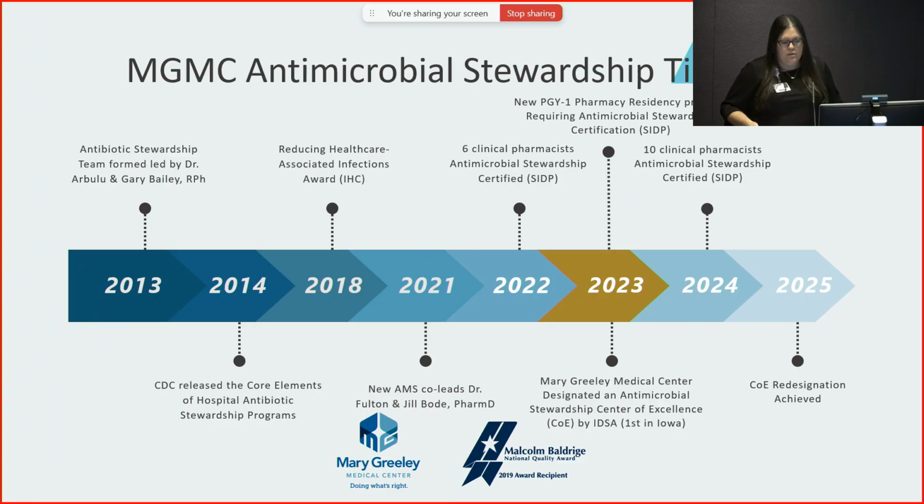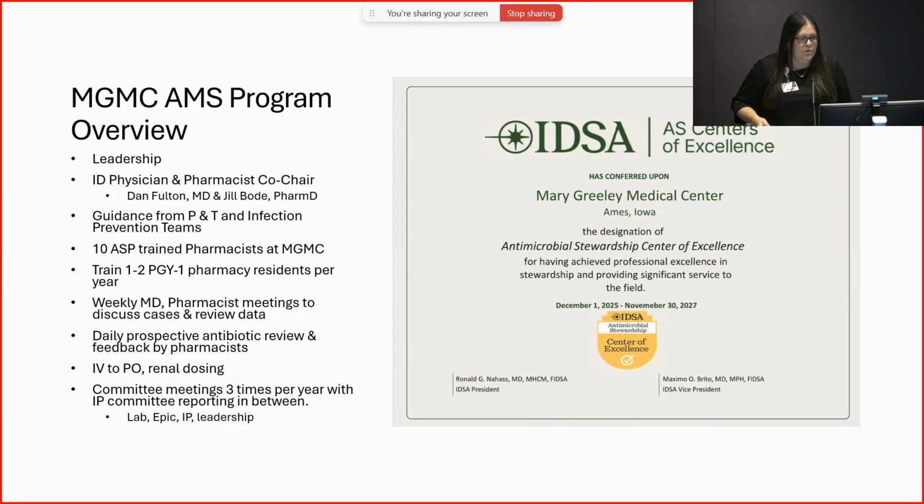We like following the rules and doing the core elements, but we wanted to take it to the next level and apply for a Center of Excellence designation. So we ended up going for that. That just means that we're not just doing the bare minimum. We're looking to be innovative. We're trying to stay on top of all the guidelines and bring things to the patients and providers at Mary Greeley that is more advanced than just basic bare minimum information.